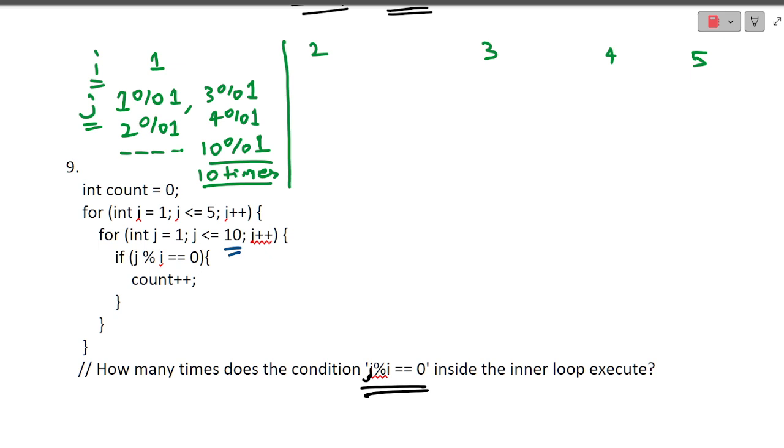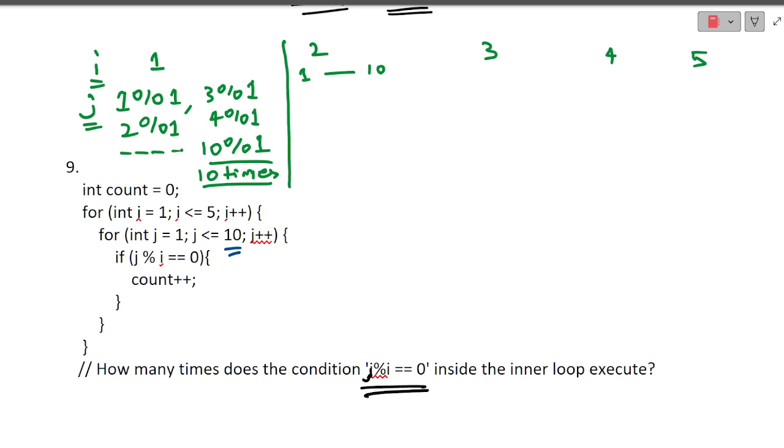For the second time what will happen? The value of i will be 2. Yes or no? The value of i will be 2 and j will be from 1 to 10. So here the range is set. It is nothing but in the inner loop, from 1 to 10 is the range, and it will now be observed how many values are divisible with 2.